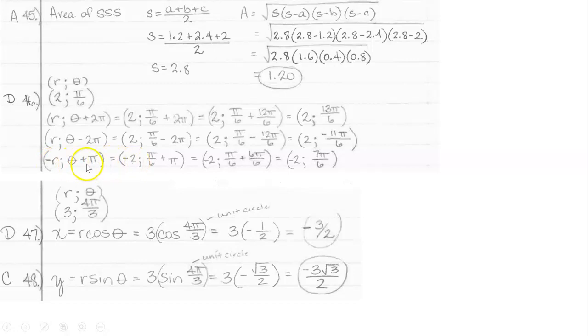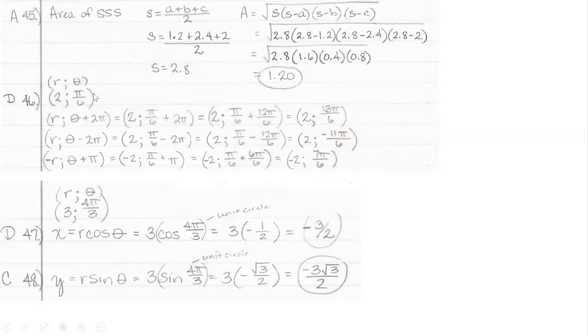And then we're going to add 1 pi to our angle. So I'm going to add 1 pi to pi over 6. Again, my denominator needs to be 6, so I'm going to rewrite the pi as 6 pi over 6. And so when I combine these, that would be 7 pi over 6. So all 3 of these are other names for that original point that we were given.